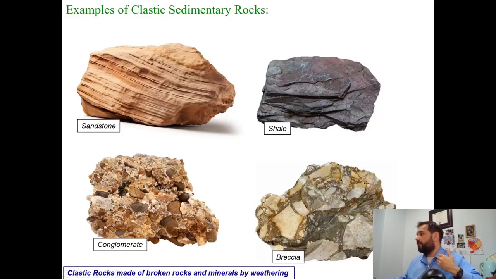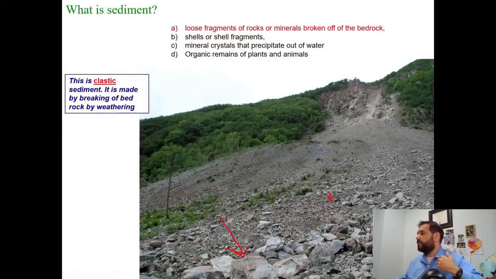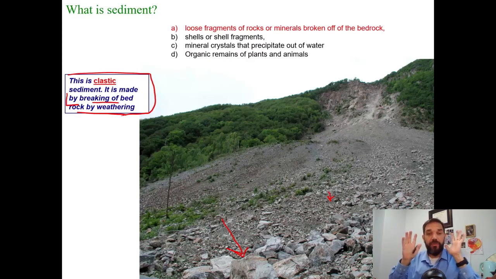Okay, so those are the things that can constitute sediment, and that gives us the four types of sedimentary rocks. Let's go on to question number 3. What are the processes that generate these kinds of sediment? The clastic sedimentary rocks are created by the process of weathering. We're going to have a whole lecture on weathering next lecture, but it's the breaking down of the bedrock that forms the clastic sediment.